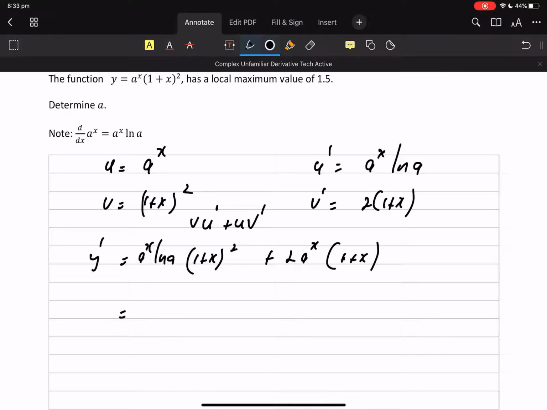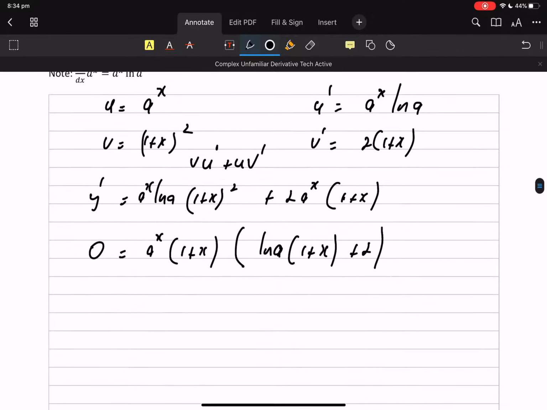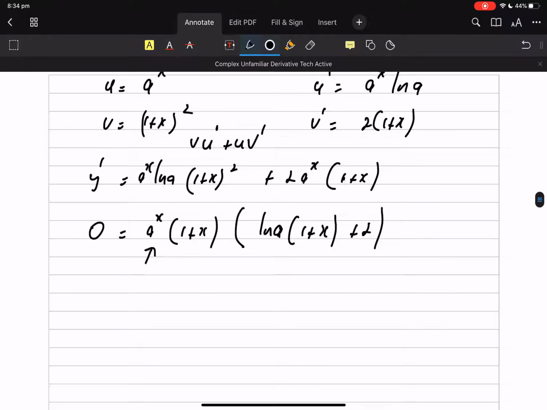So clearly we've got to factorise that thing. There is a to the x, there's a 1 plus x. And what's left here? There's a natural log of a, 1 plus x, and a 2. So we've got 3 factors, set it equal to 0. Clearly a to the x is not going to give us a 0, we can't do that. 1 plus x, so we're going to have a stationary point where x equals -1.